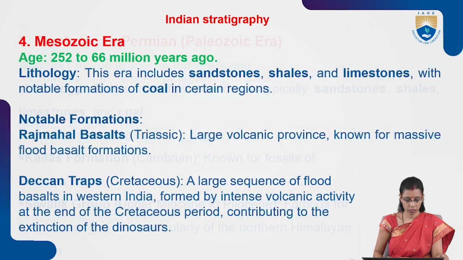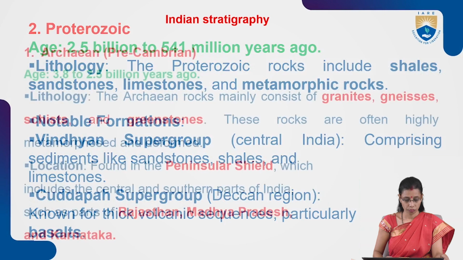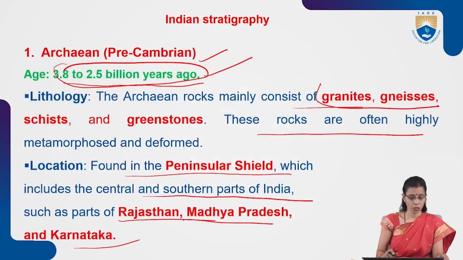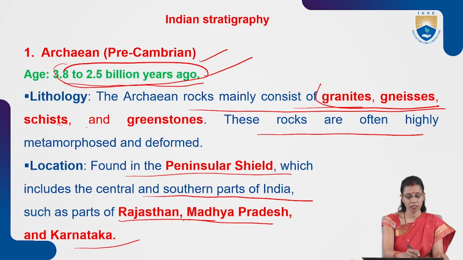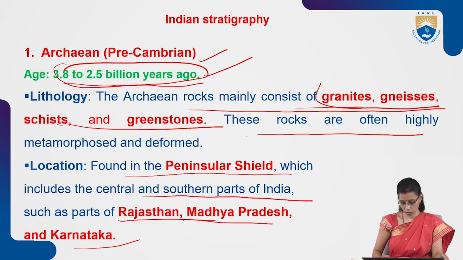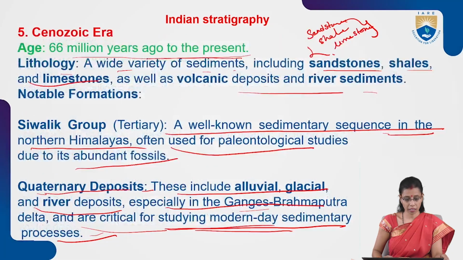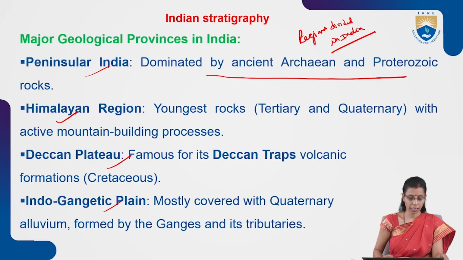If we go back, yeah, here. So in the Archean age, the type of rock we find is granite, gneiss, and greenstones. Okay, so peninsular India is dominated by the ancient Archean. So we find the granite, gneiss, and other types of rock in this region.